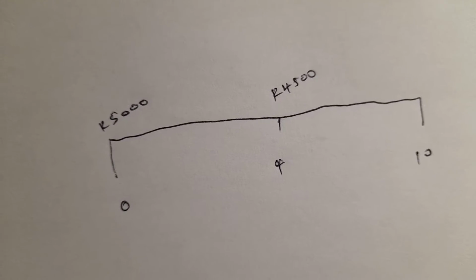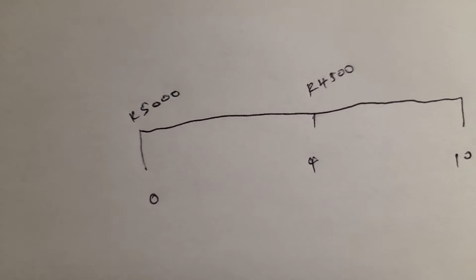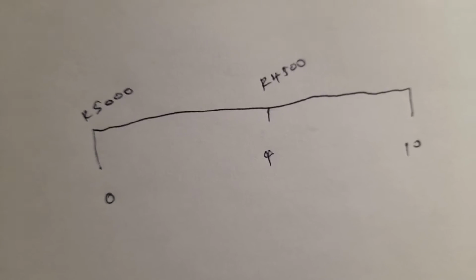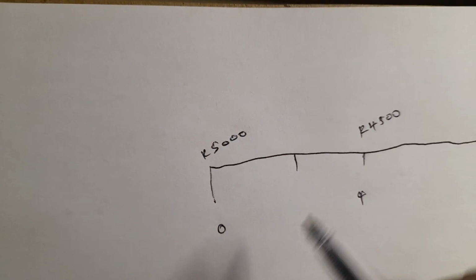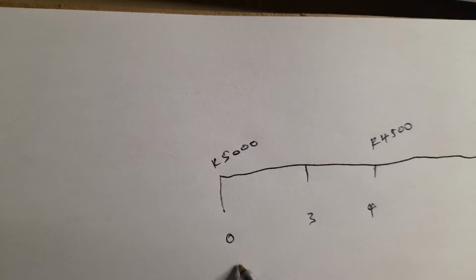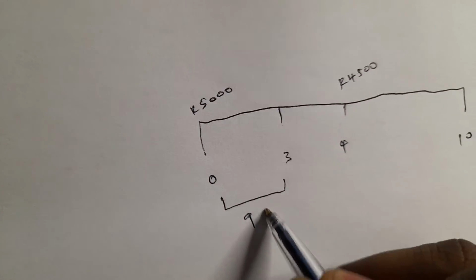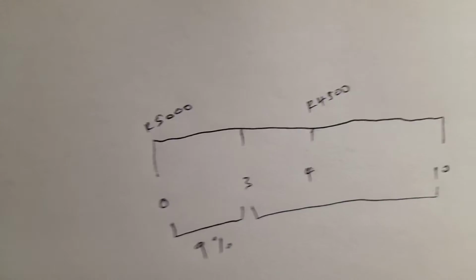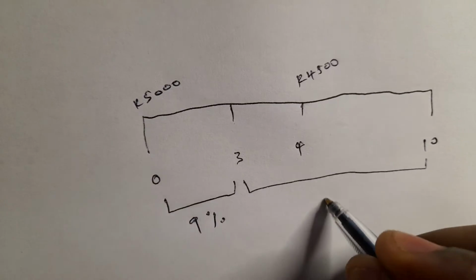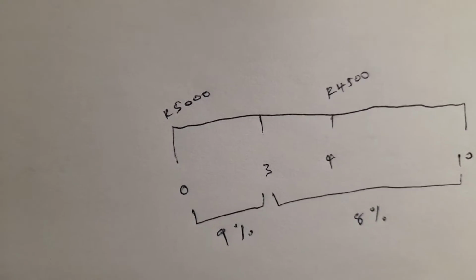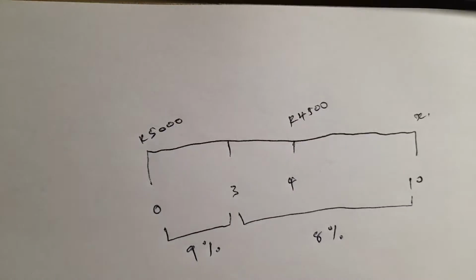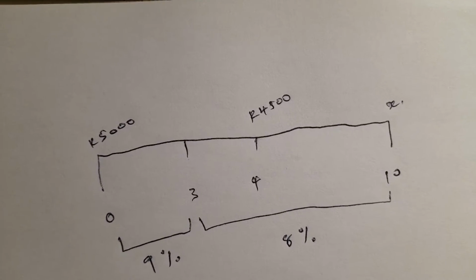And then they tell you that the interest rate for the first 3 years is compounded at 9% per annum. And then for the remaining 7 years, it will be 8%. So we are asked to calculate the amount of money this person will be having after 10 years, right?